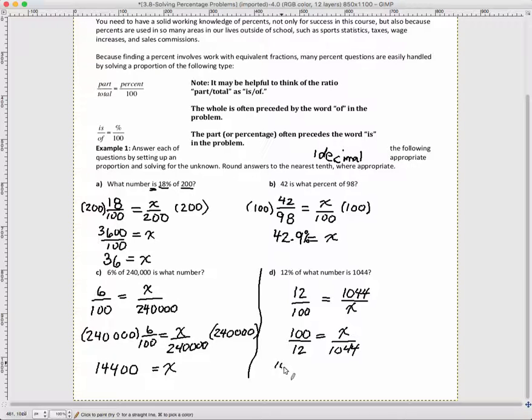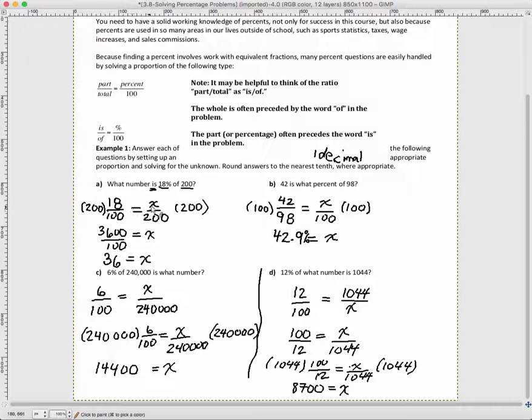So I'm going to multiply both sides by 1,044. That's 1,044 multiplied by 100 twelfths, and I get x divided by 1,044, and I multiply by 1,044. And if I solve for x here, my right hand side becomes x. My left hand side, sorry about that, my left hand side is 1,044 multiplied by 100 divided by 12, and that leaves me with 8,700.